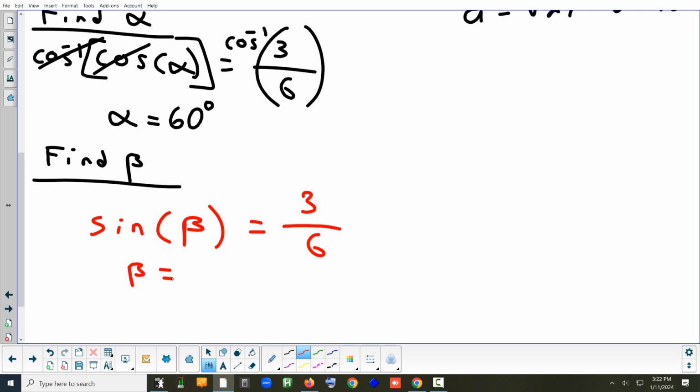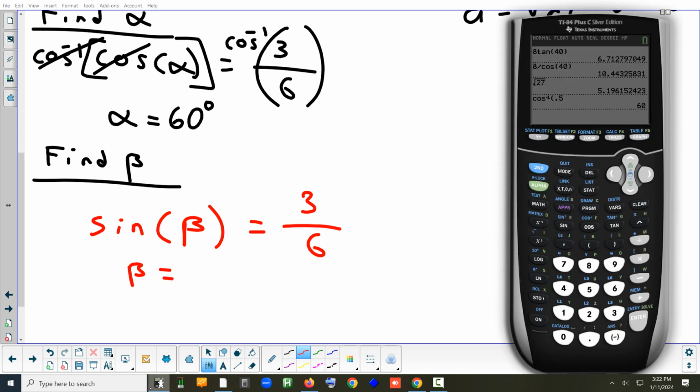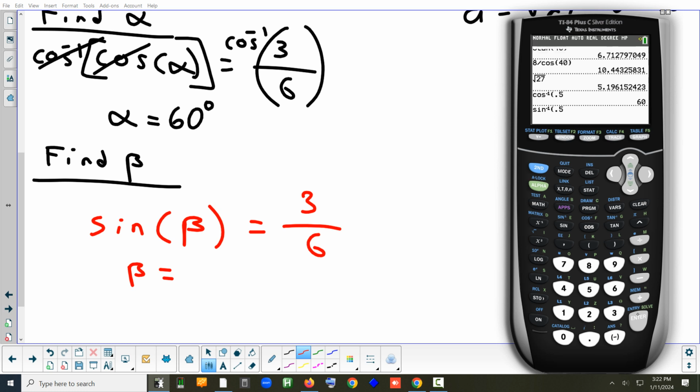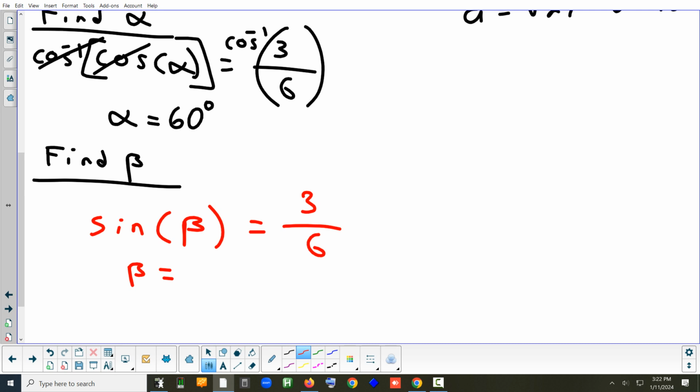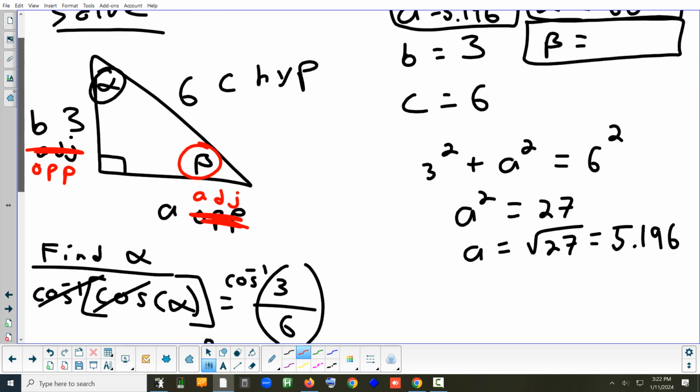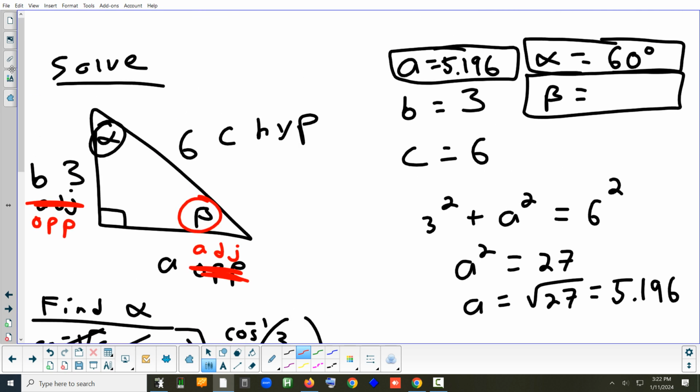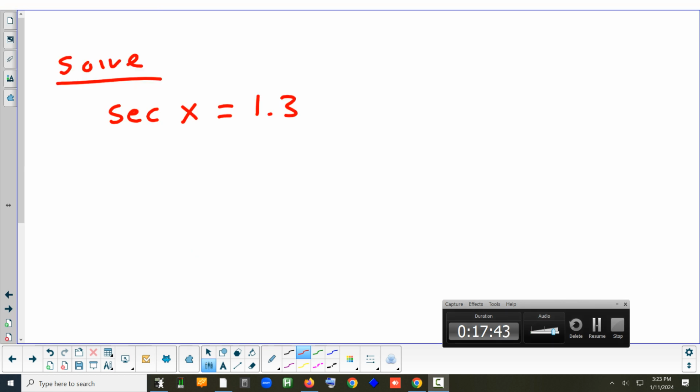So we're going to take the inverse sine on each side. And again, we already kind of know what we're hoping for, 30, and that's exactly what we got. So beta is 30 degrees. There you go. So that's how you solve a triangle if you are given two sides to start. Any questions on that? No. Okay.